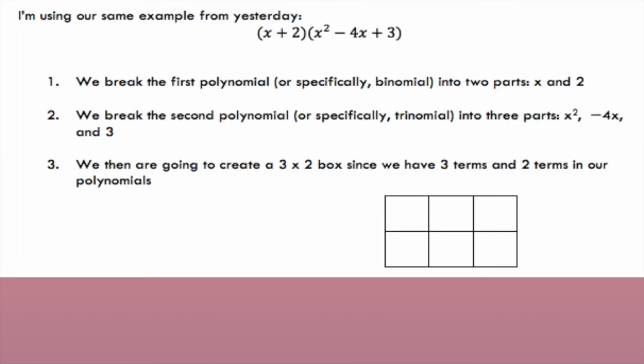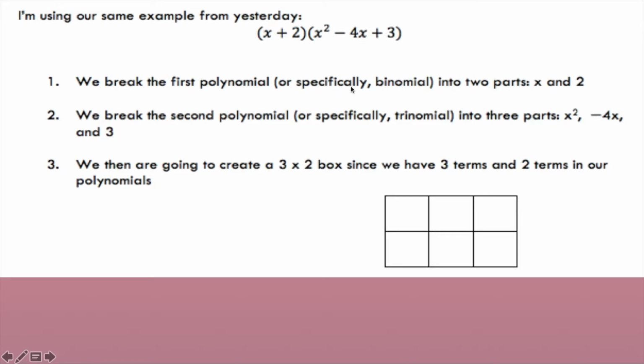We're going to use the same example that we did yesterday to learn distribution of polynomials. So we have x plus 2 times x squared minus 4x plus 3. The first thing I'm going to do is break each of these into different parts. I'm basically separating my binomial and trinomial into parts. So I'm breaking it into x and 2, and then the trinomial into x squared, minus 4x, and 3.